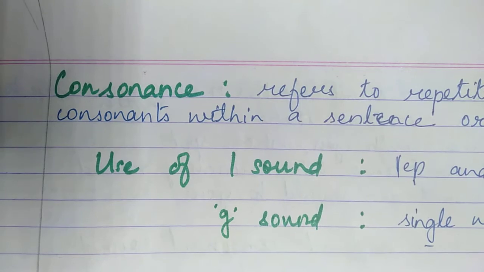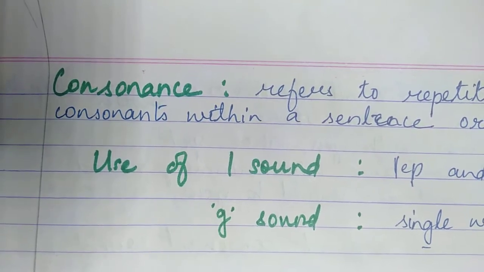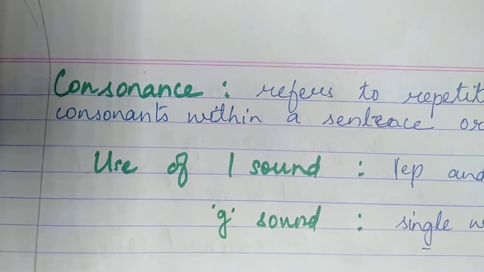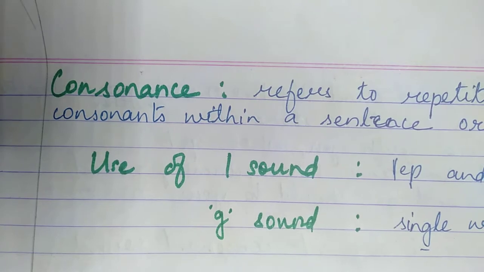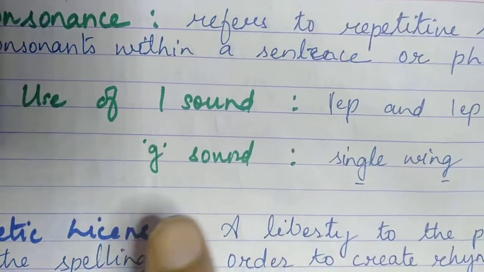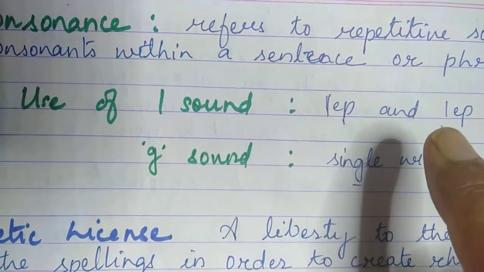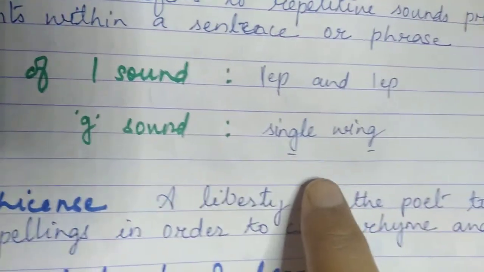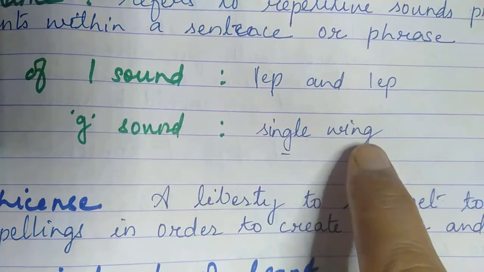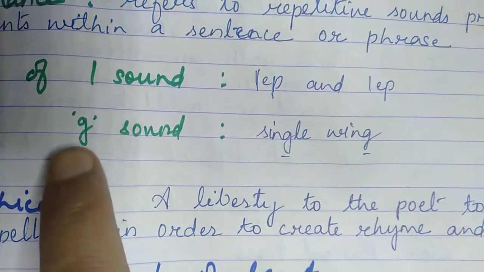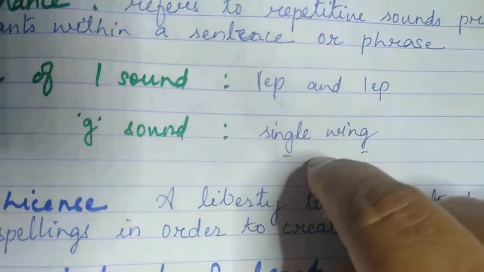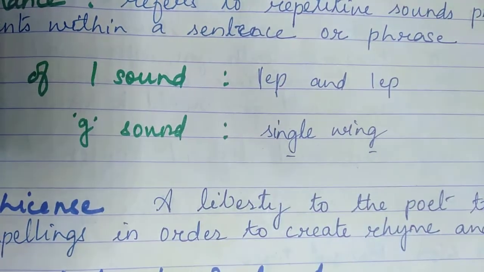The next poetic device is consonance. Consonance is the repetitive sounds produced by consonants within a sentence or phrase. Like here, when the poet is writing "lep and lep," he is using the L sound, and in the line "single wing," he is using the G sound. So these are examples of consonance.